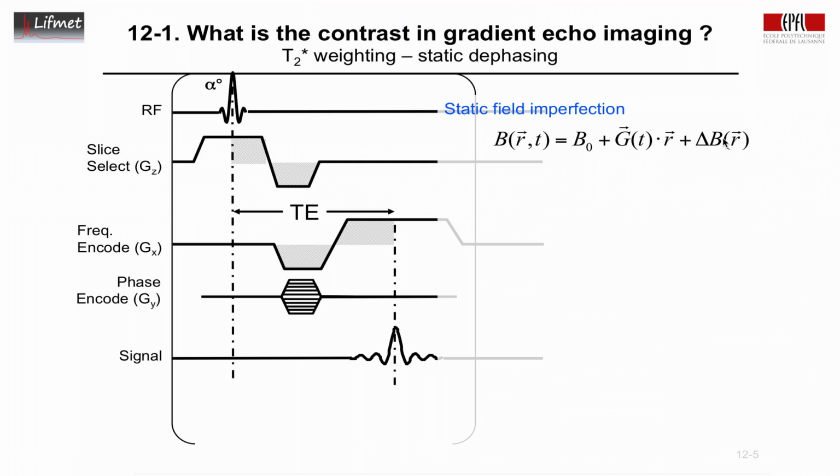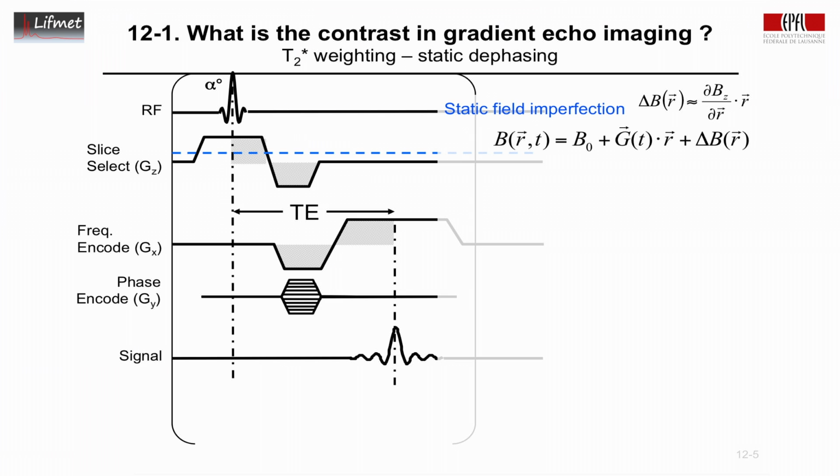This delta B of r is nothing but the first order approximation of the Taylor series expansion of the magnetic field, if you will. So it is the derivative of the z component of the magnetic field with respect to position, times the position, as a scalar product. This is a vector, this is a vector, it's a scalar product. This produces a change in magnetic field that is spatially dependent. It is static, not time variant, and we can assume that we have an image voxel, and in that voxel we don't have a perfect B0. So we have a distribution of magnetic fields in that voxel of our image.